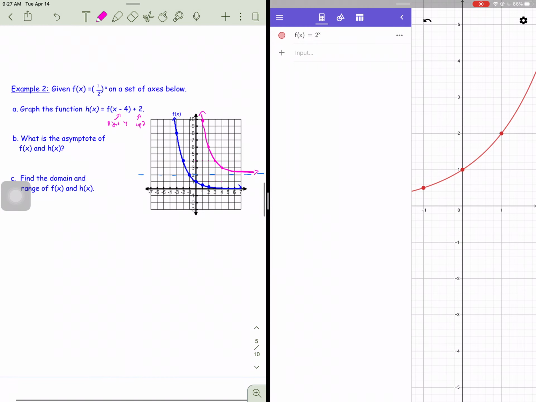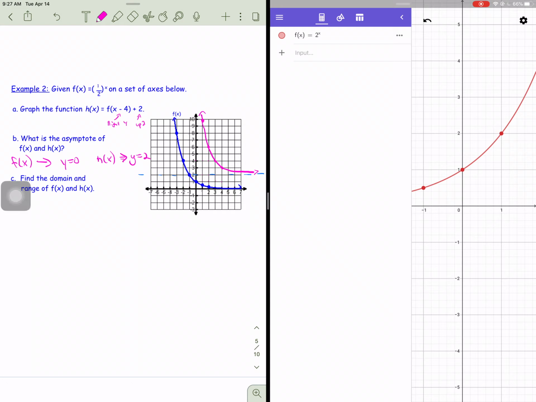So what are the asymptotes of f of x and h of x? Well, for f of x, the asymptote is going to be the line y equals 0. But for h of x, it's going to be the line y equals 2.